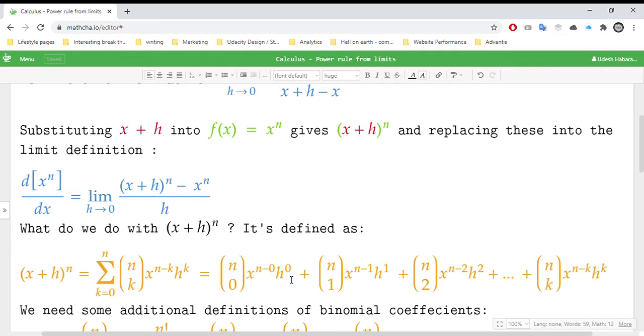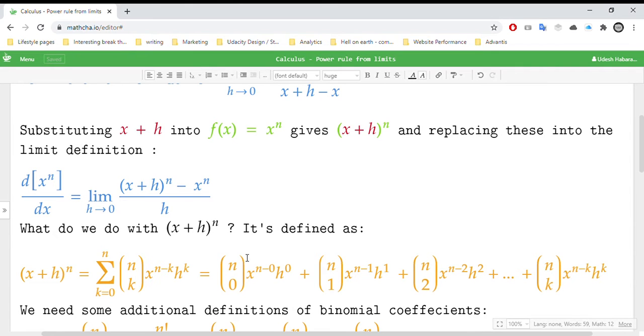So we have n choose k, and then we just substitute k as we come across it into the function. So the first one is x to the power of n minus 0, because k is 0, and h to the 0. Then x to the power of n minus 1, because k is 1, and h to the 1. All the way to x to the power of n minus k, h to the k.